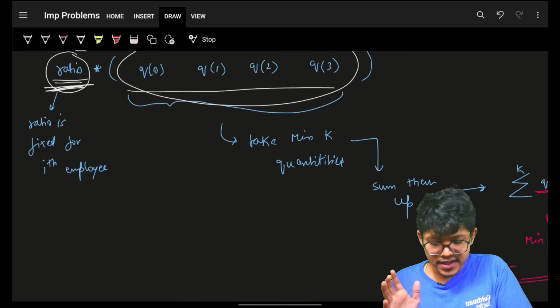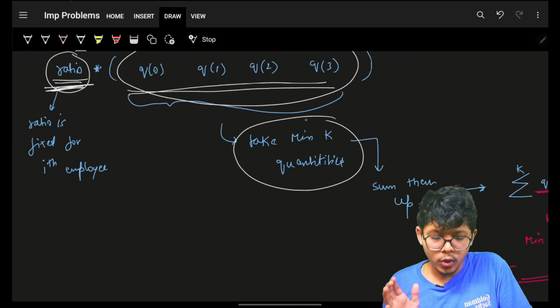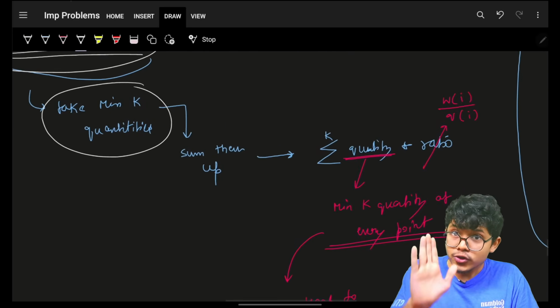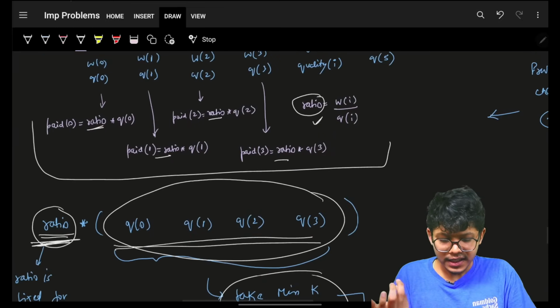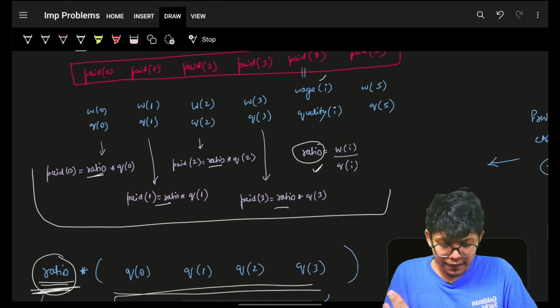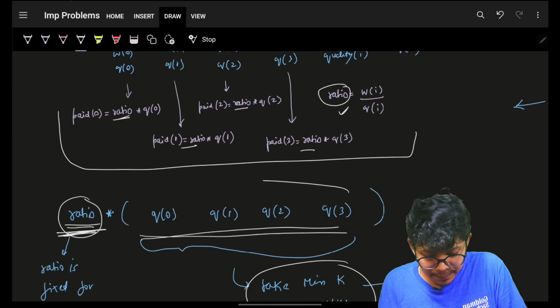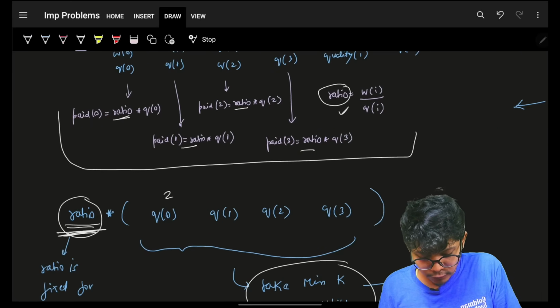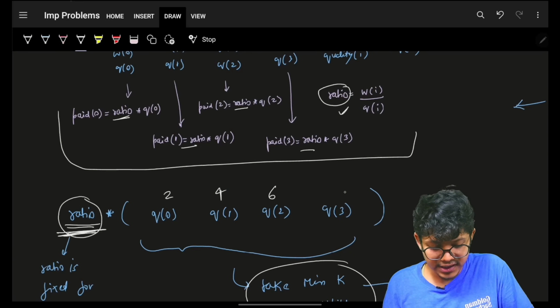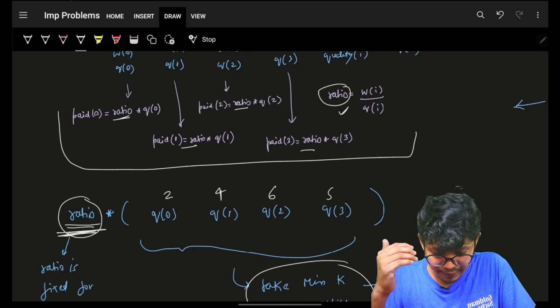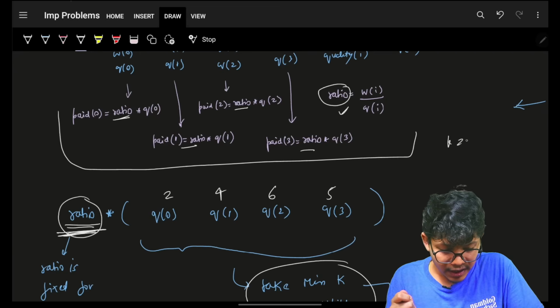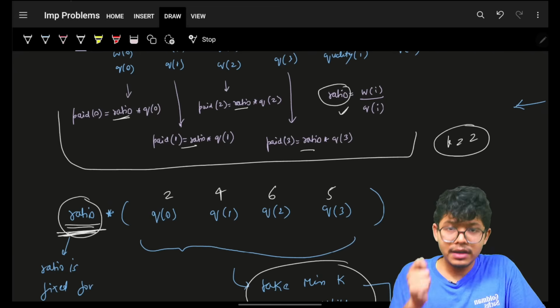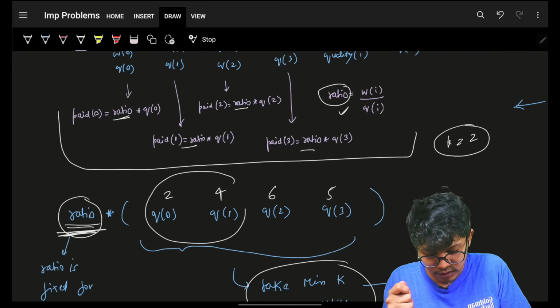Now we realize we can simply take the minimum k quantities and we will be good to go. So we realized what we are doing, and how it will help us. We will take the minimum k quantities again, right? So let's say this quantity was 2, this was 4, this was 6, and this was 5. I will take the minimum k, where k is, let's say, 2. I will take 2 and 4 as the minimum k quantities.